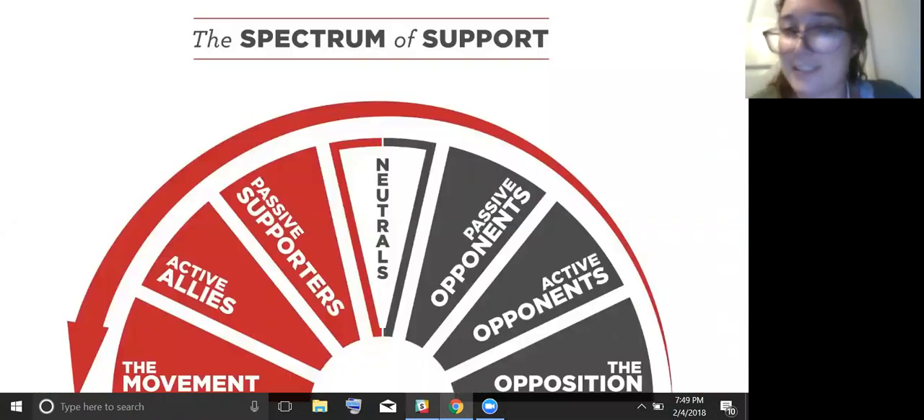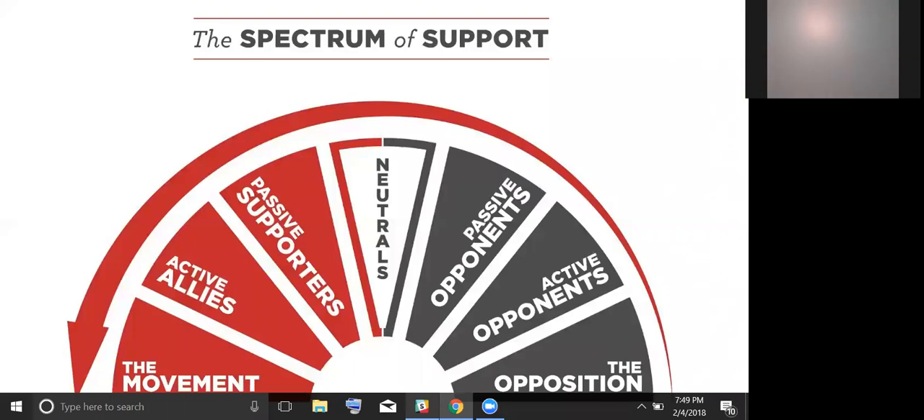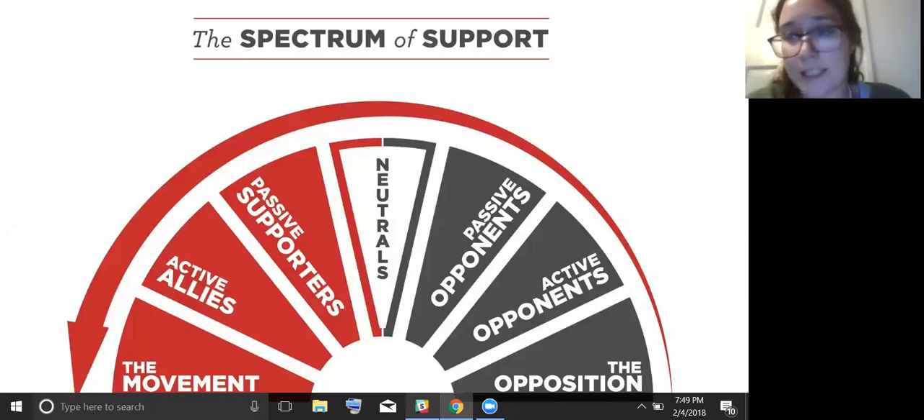So how do we do this? This is the spectrum of support, which is really the work of any movement. Like I said before, we're not thinking about targeting politicians, we're always thinking about targeting the public. That means we have to think about where the public is at on our issue. In the case of immigration, there are some people who are 100% with us, some people who are neutral, who don't really care that much, and some people who are in opposition, the anti-immigrant people.